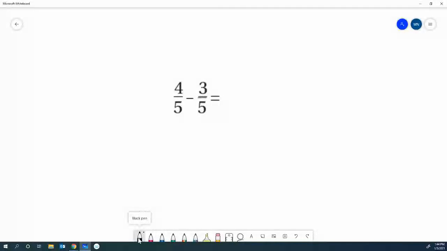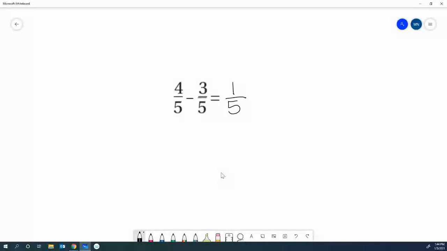4/5 minus 3/5. Remember, each time you subtract with a fraction, you're just going to subtract all the way across the numerator, but leave the denominator the same. So you're going to keep your denominator exactly the same. It stays as a 5, because if you subtracted them, you'd get 0, and you can't have a fraction with a denominator of 0. So we leave the denominator and subtract the numerator. So 4 minus 3 is 1. So we know that 4/5 minus 3/5 is 1/5.